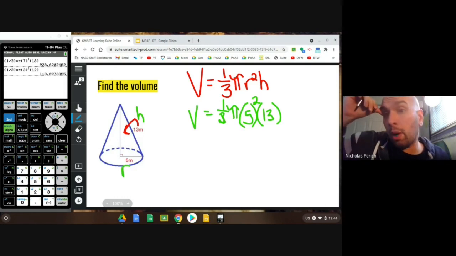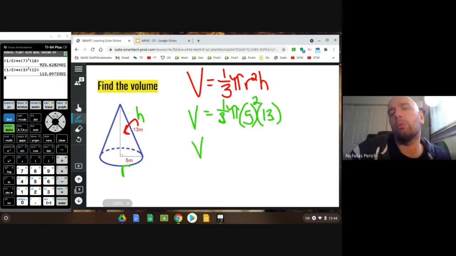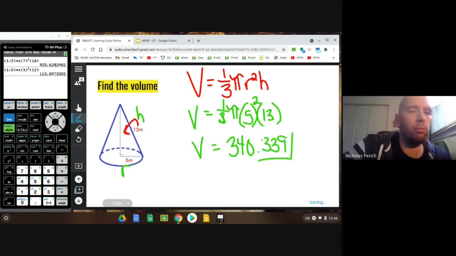1/3 times pi times 5 squared times 13. The answer is approximately 340.339 meters cubed.